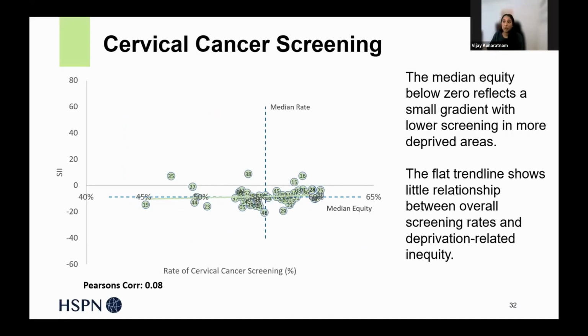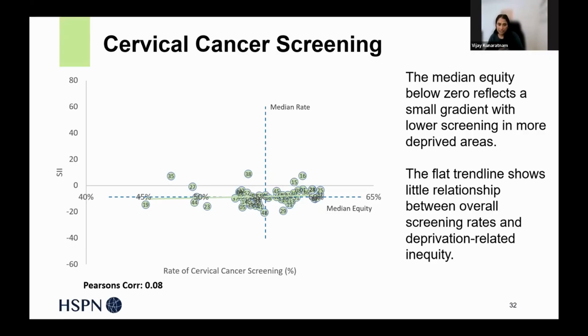Moving on to cervical cancer screening. This again is different from the previous 2 indicators because here we want higher screening rates, so the optimal number is 100%. You can see on the x-axis that the range for cervical cancer screening across the province is between 45 and 60%. One thing I want to direct everyone to is the median equity line, the horizontal dashed line, and that's below zero. That's telling us that most OHTs have a negative SII. So across these OHTs, fewer people are having cervical cancer screening in areas of greater deprivation.